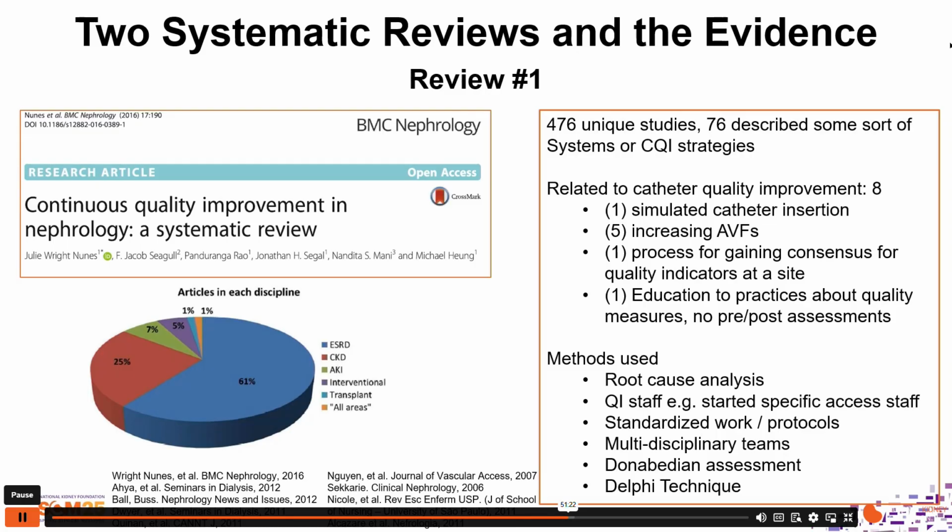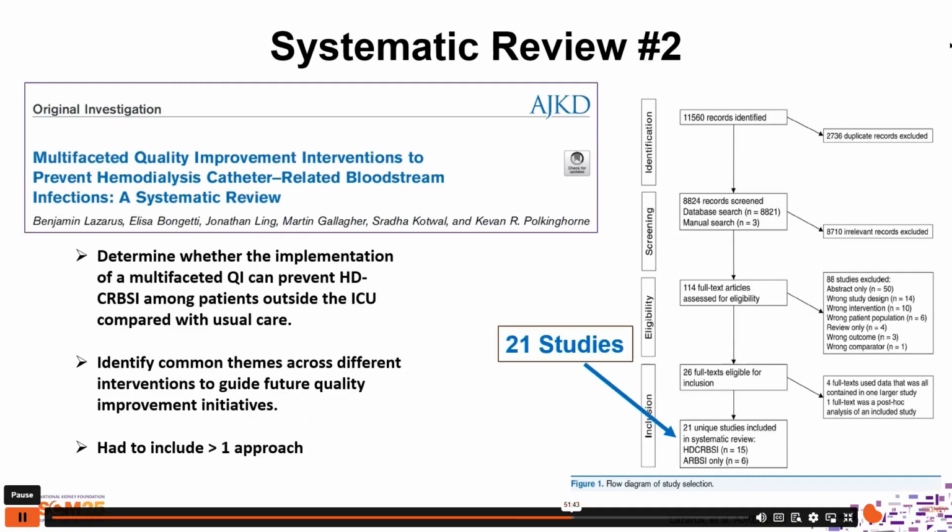The methods used were some of the ones that I talked about: root cause analysis, standardizing work and protocols, multidisciplinary teams, something called Donabedian assessment, which is looking at structure, function, and process to solve problems, and a Delphi technique, which is basically a way to gather consensus about something, getting a lot of input sequentially. So that's it about that review. So not a lot there.